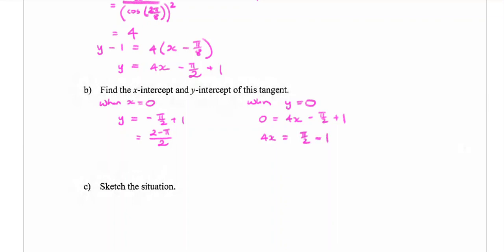Then we're going to divide everything by 4, so that would be pi over 8 minus a quarter. If we make it one fraction like I did last time, it would be all over 8. This fraction is being times by 2, so that will be 2 pi minus 2 all over 8. So we've got my y-intercept and my x-intercept.